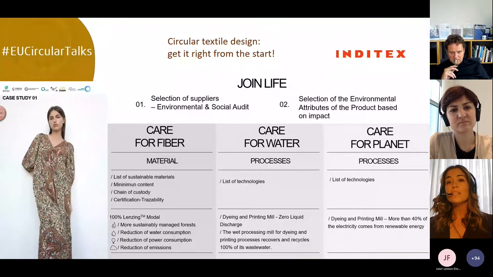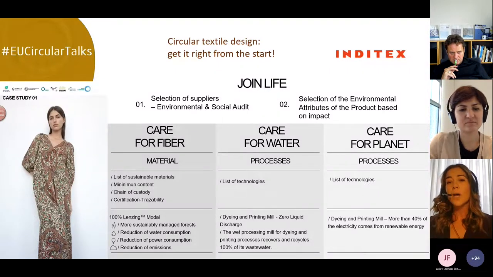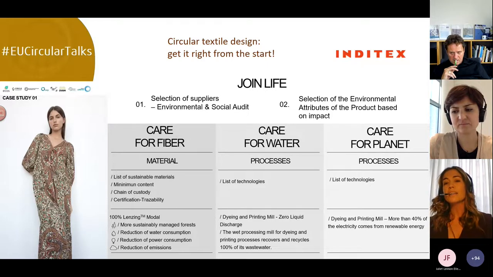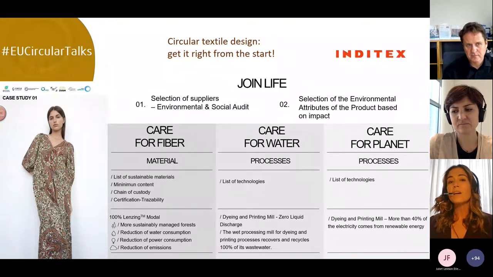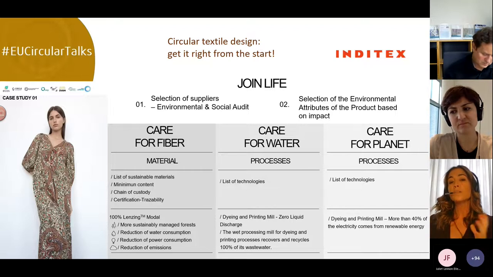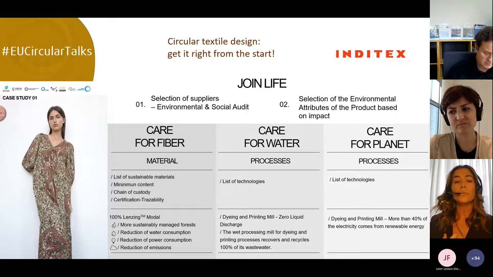Second, let's go to the attributes of the product, always based on impact. We always base that on an LCA approach, so that we have a methodology behind it, and also an audit system that can verify that this has a lower impact, or if possible, a positive impact. We classify the garments under three different categories: care for fiber, care for water, and care for planet, depending on whether we are talking about material, water processes, or energy, for example, or CO2 processes.